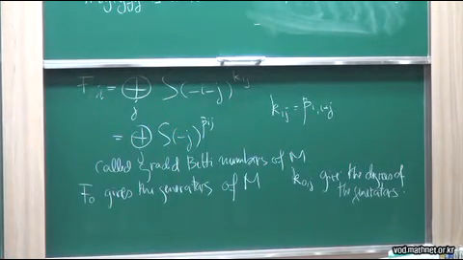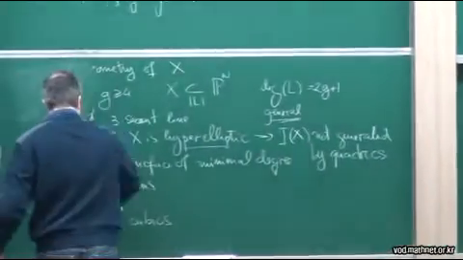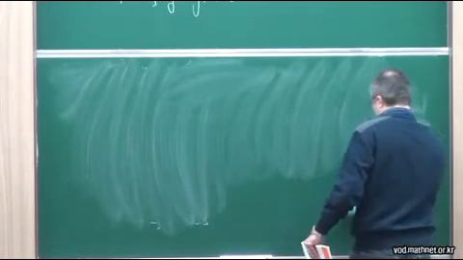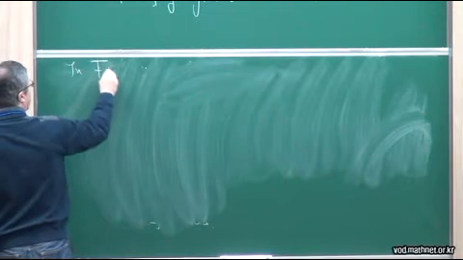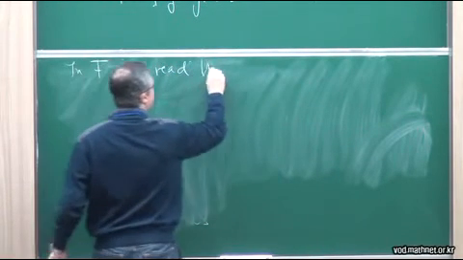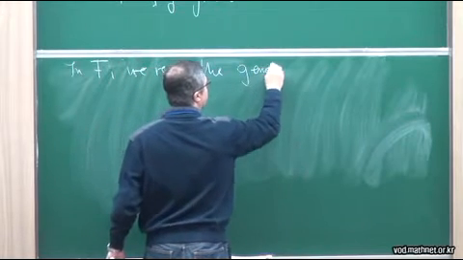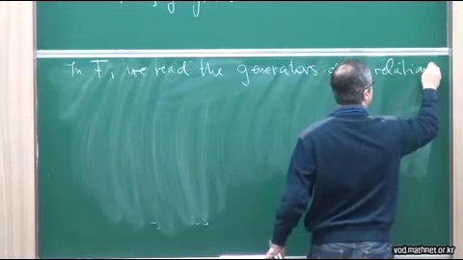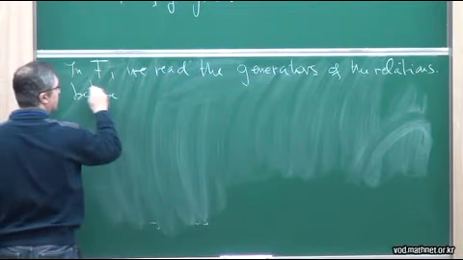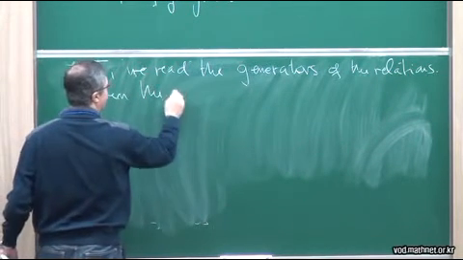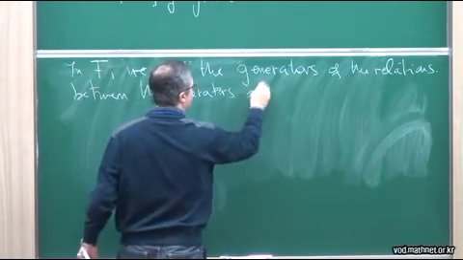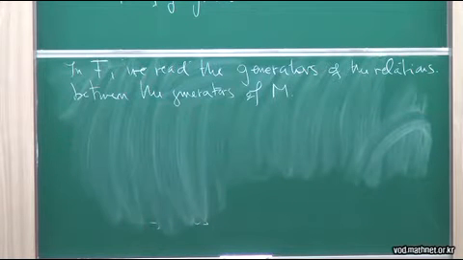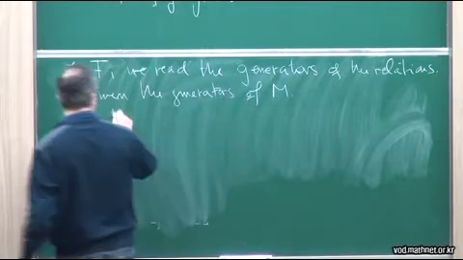And then the next one, F1: in F1 we read the generators of the relations between the generators of M. So these are not independent. So just to agree, these are the first syzygies. These are the first syzygies, exactly.